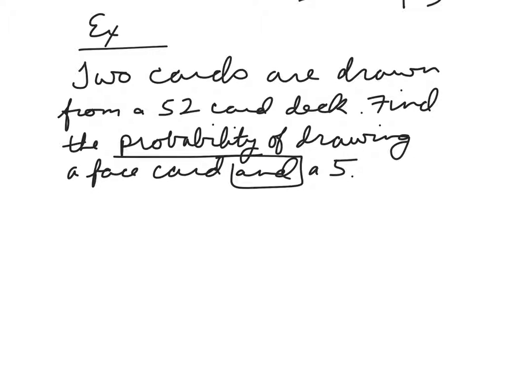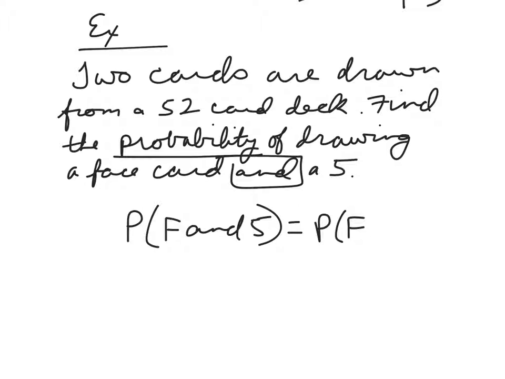So the probability of getting a face card and a 5 is equal to the probability of getting a face card times the probability of getting a 5, given that I got a face card. So this is the stuff over here that we've got to figure out.